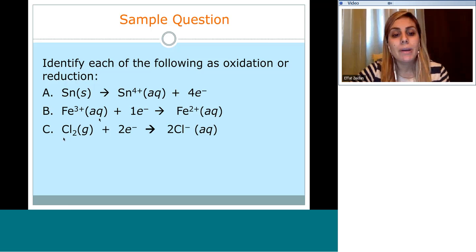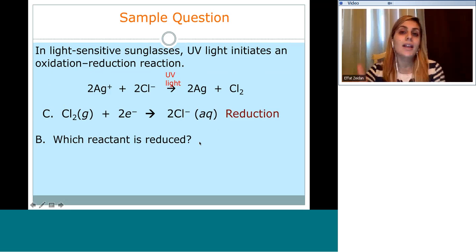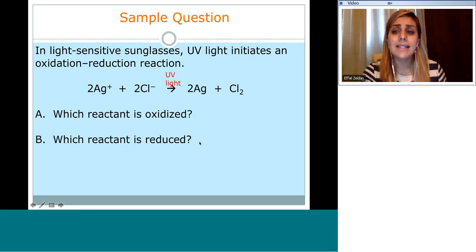Okay. What about this process? Cl2 gas plus 2 electrons turns into 2Cl-. So this is the process of gaining electrons again, and this is a reduction reaction. Another sample question. In light-sensitive sunglasses, UV light initiates an oxidation reduction reaction.